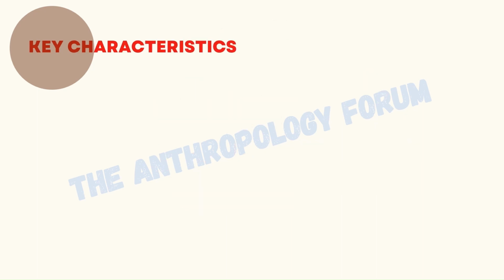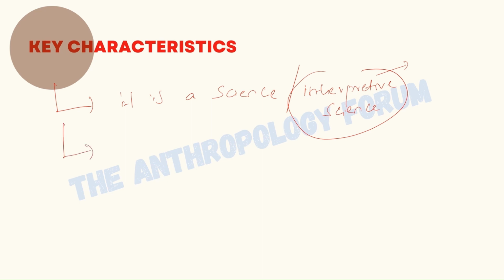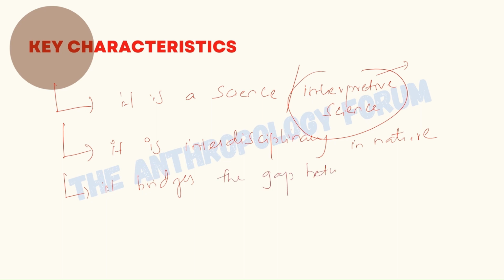The next subheading is key characteristics of anthropology. Some of the key characteristics are, it is a science. Not only a science, it is an interpretive science. This one we have seen from Geertz's definition. Hope you remember. Next, it is interdisciplinary in nature. Third, it bridges the gap between the humanities and the sciences.